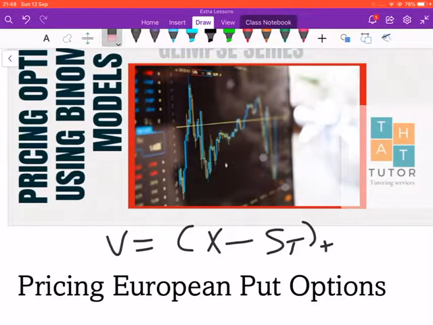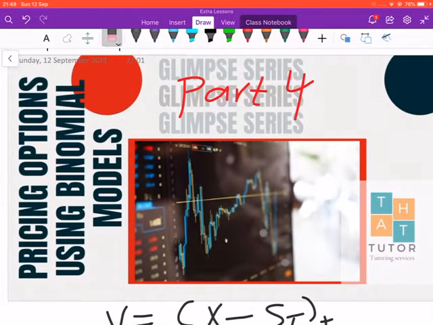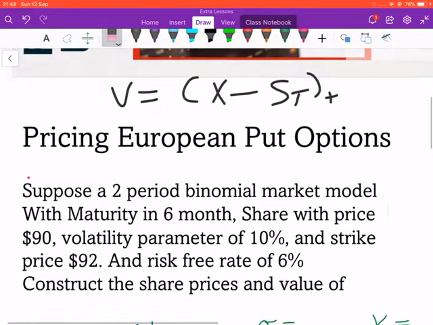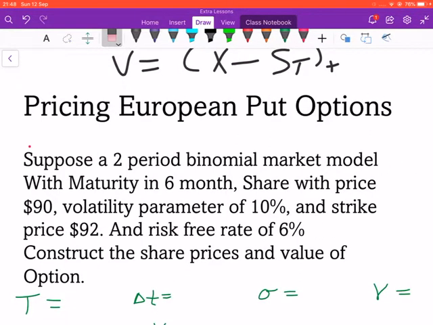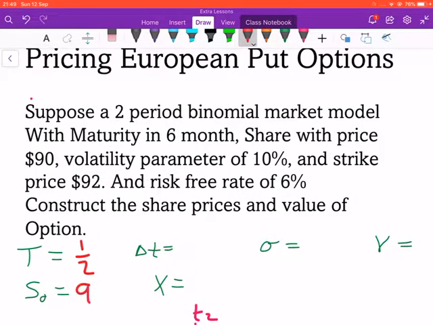So anyway, now we are trying to use a binomial model to price this option. Here's an example. Suppose that you have a 2-period binomial model with maturity at 6 months. 6 months is 6 over 12, so it's going to be 1 over 2. A share with price of $90, which is going to be S0.